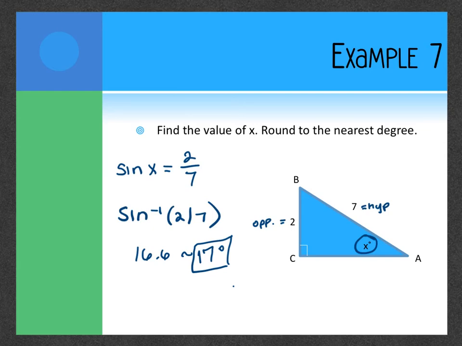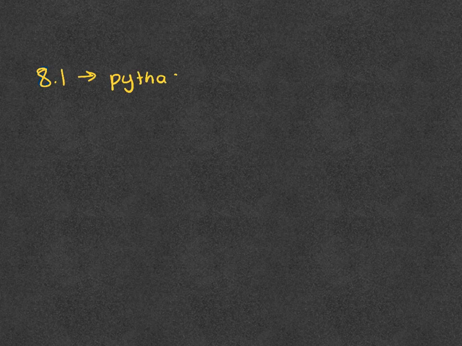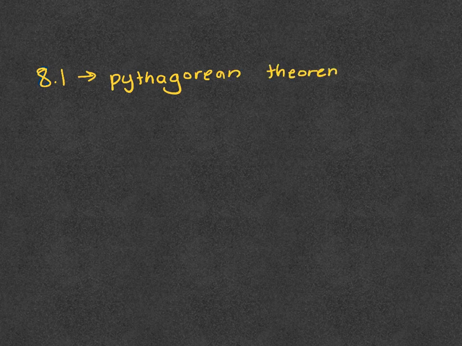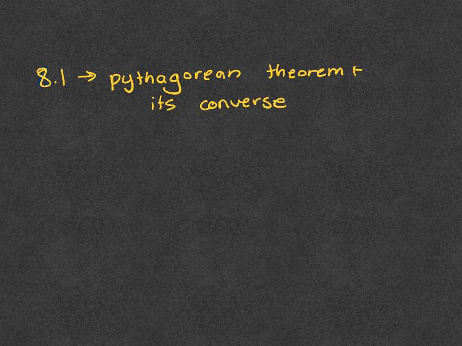Okay, so quick recap of what you should know until this point, which is what's going to be covered on your test. 8.1 was our Pythagorean theorem and its converse. So a squared plus b squared equals c squared if it is a right triangle, right? You'll have questions that give you 2 of the 3 sides, and you've got to use the Pythagorean theorem to find the third side. We know how to do that, right?